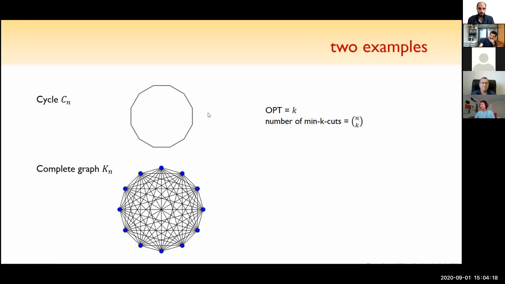And the other graph we'll be considering is a clique. And here opt is roughly n times K, because the best way to cut this graph into K pieces is by isolating K minus 1 singletons, that costs roughly n times K, ignoring lower order terms. And the number of min K-cuts is n choose K minus 1.